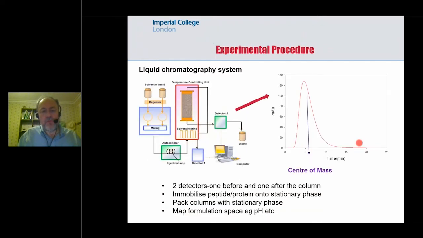So what does it look like when I do this? Just a bit of a recap on the experimental setup. Again, here is the column. In the column, I've packed my specially immobilized peptide or monoclonal antibody particles. For various reasons, I have a detector pre-column and a detector post-column. I just like to check that the number of molecules that go in the column come out again to make sure nothing funny has happened. So once I immobilize the peptide or protein onto the stationary phase, I pack the columns, and then I'm going to map the formulation space by injecting the protein at different pHs and at different solution conditions.